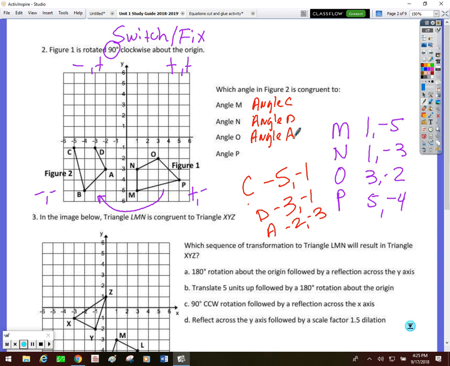And P, 5, 4 becomes 4, 5. Both of them are negative. So at negative 4, negative 5, you have point B. Okay, so angle B. All right, remember when you test tomorrow, it may not be that hard. It may not be that difficult. You may have to do just one coordinate. But if you can't visualize that rotation, write down your regular pairs and then turn right around and switch them and fix them. Okay. All right.